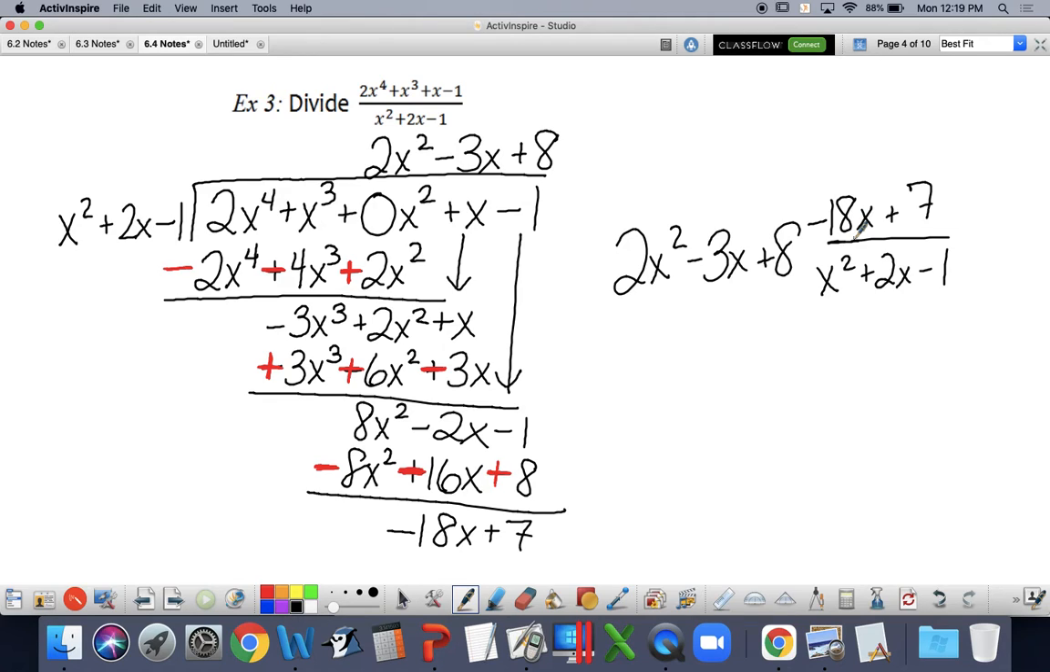All right, so is this a factor of our polynomial? It's not. I didn't get a remainder of 0. I got a very complex remainder with it. So this is not a factor of my polynomial.